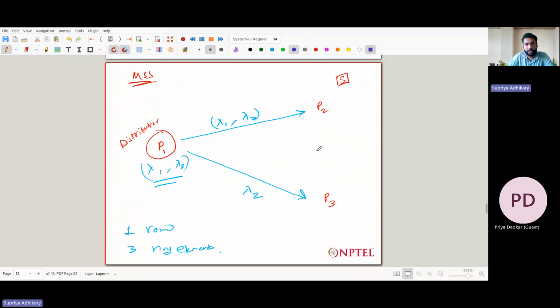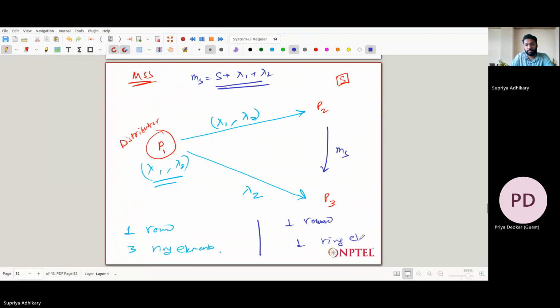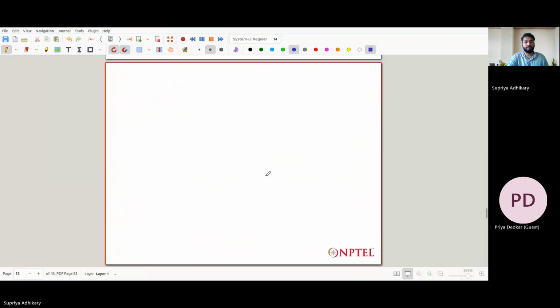Now P2 computes ms as is plus lambda 1, lambda 2. Now that ms is communicated to P3 only. So the sharing takes again one round, and only one ring element is shared. So this is how the sharing works.